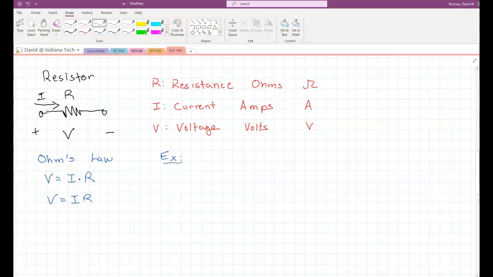So example, a 3 kilo ohm resistor has 9 volts across it. What is the current through the resistor?